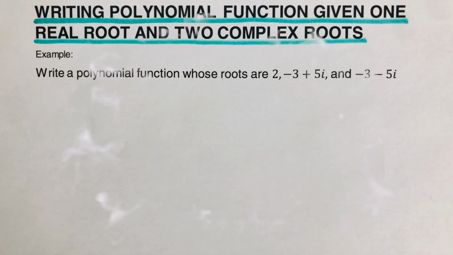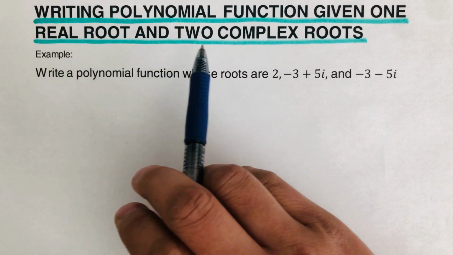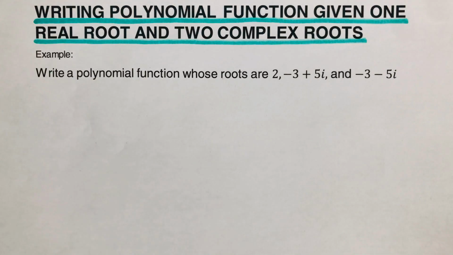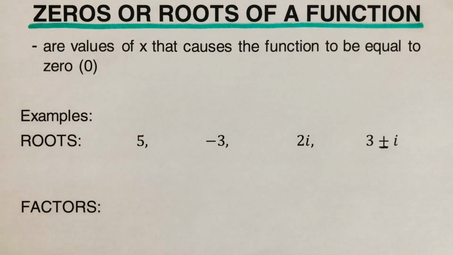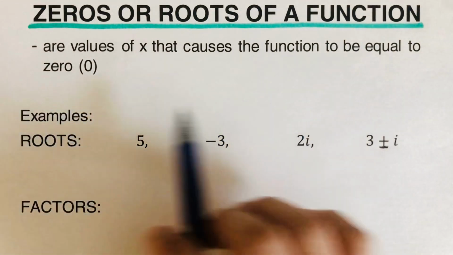Everyone. In this video, we will be writing a polynomial function given one real root and two complex roots. Before we jump into this example, let's have a review on roots or zeros of a polynomial function. Zeros or roots of a function are values of x that cause the function to be equal to 0.